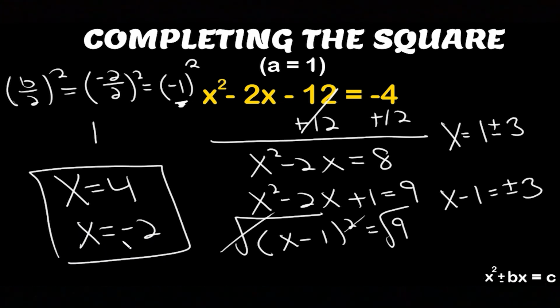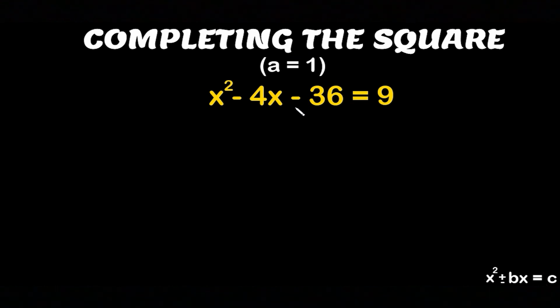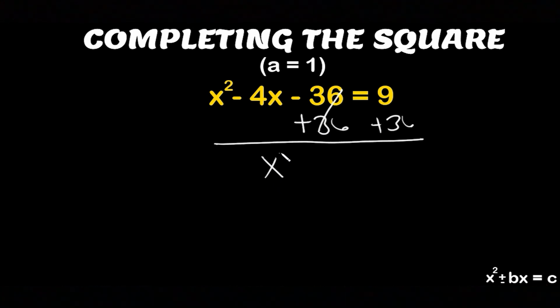All right, let's try 2 more problems. Okay, so here's the next problem. And again, very similar setup. We're just going to go ahead and go for it. So I'm going to add 36 here on both sides. Okay, that cancels, x squared minus 4x is equal to, this will give me 45, right? 9 plus 36. Okay, I'm in the right setup.